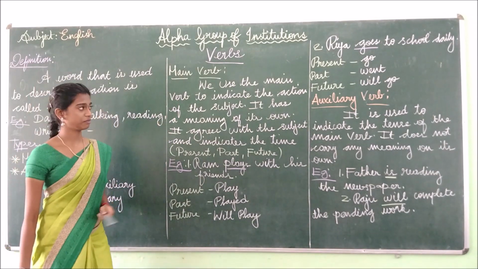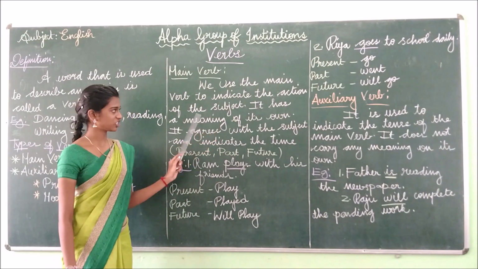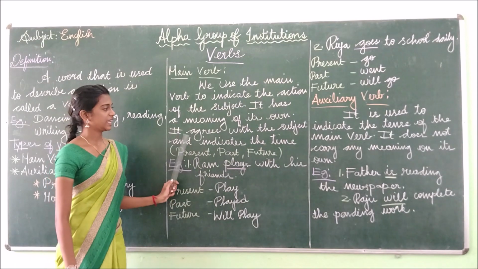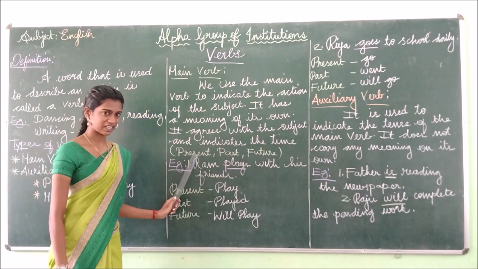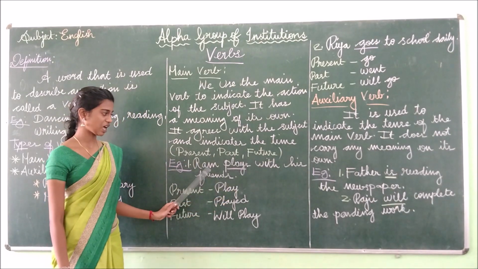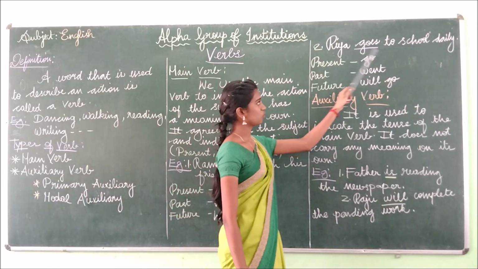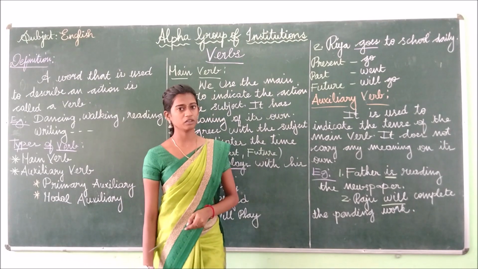So we use the main verb to indicate the action of the subject. It has a meaning of its own. It agrees with the subject and indicates the time: present tense, past tense, and future tense. The examples are Ram plays with his friends and Riya goes to school daily. Okay, have you understood this? Shall we move on to the next type?